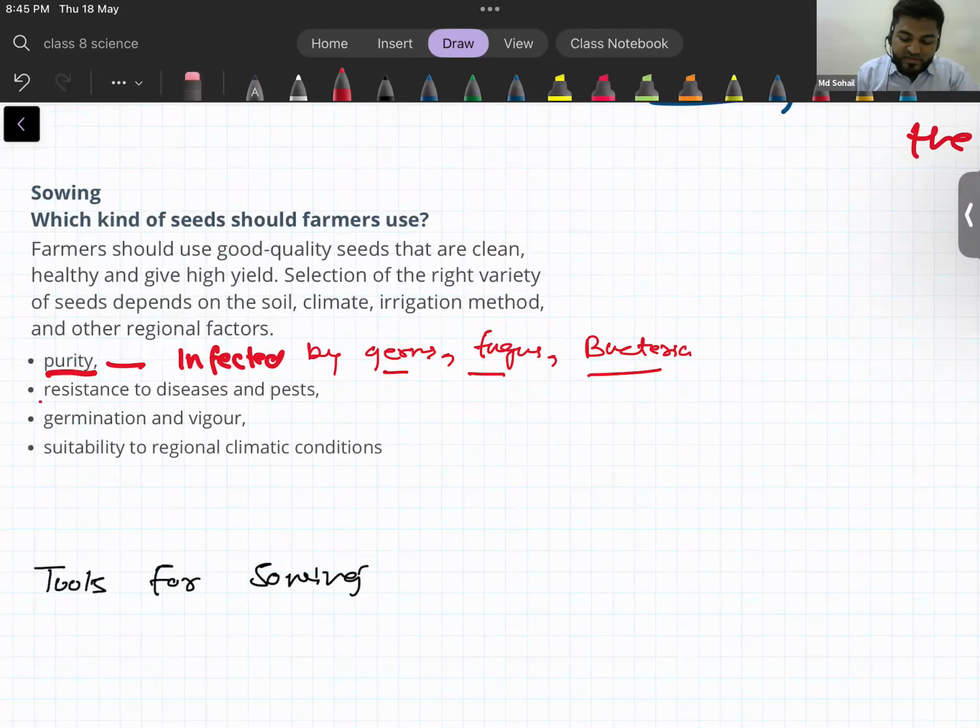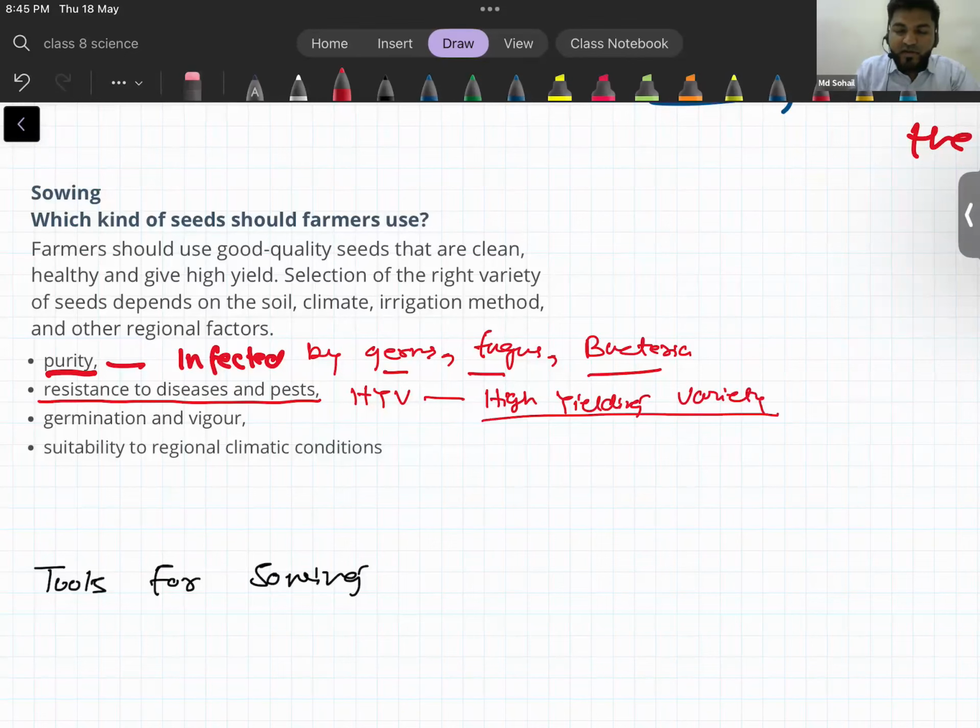Resistance to diseases and pests. Nowadays, we have developed high yielding variety seeds, HYV seeds. High yielding variety of seeds means that if I plant that particular type of seed into the soil, it will grow into a plant that will carry more seeds.